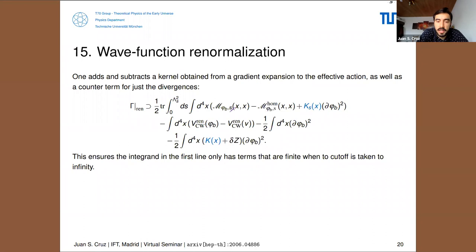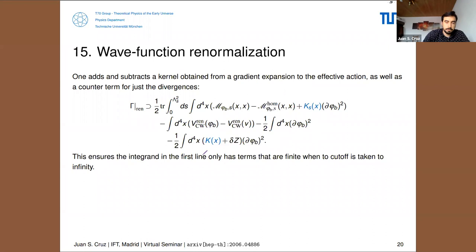So the objective is that this first line is cutoff independent, that this first line does not depend anymore on the gradients, because the homogeneous ones were subtracted here and the gradient ones will be subtracted here. Now, this is just the renormalization terms associated to the Coleman-Weinberg term. For completeness, the kinetic term. And then here, the term that we have to deal with and find out.